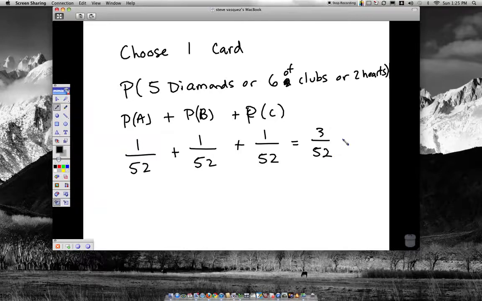I'm going to go ahead and reduce that. How many times is 3 going to 52? Let's see, I don't think it goes in at all. Because if you add 5 and 2 together, you get 7, and you can't divide that by 3. So your final answer is 3 out of 52.